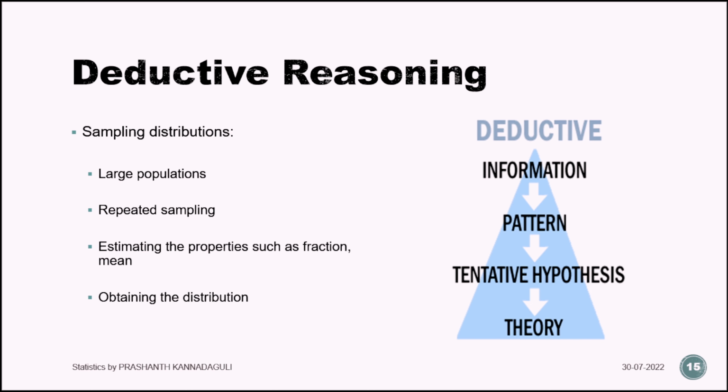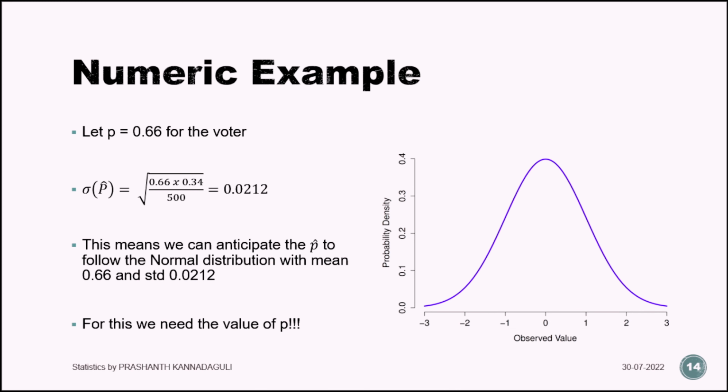So far, whatever we were discussing falls under a reasoning part. I'm trying to give reasons, and that falls under what is called deductive reasoning. It basically deals with the sampling distribution. You have a larger population, I keep sampling them, like 500, and I repeat. I'm trying to estimate the parameters, normally the fraction, mean, etc. From that, I'm trying to obtain a distribution. So far what we did is the same thing: getting a distribution out of it by repeating the experiment again and again.